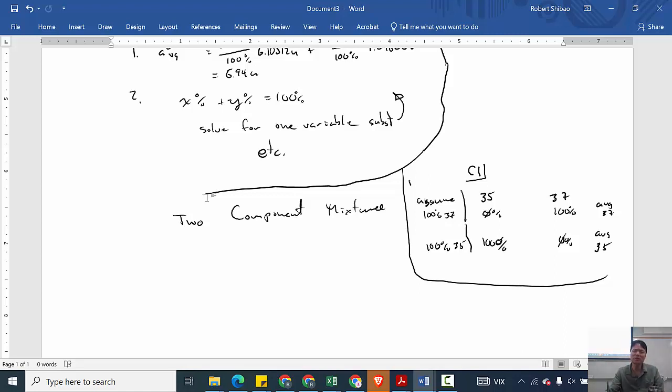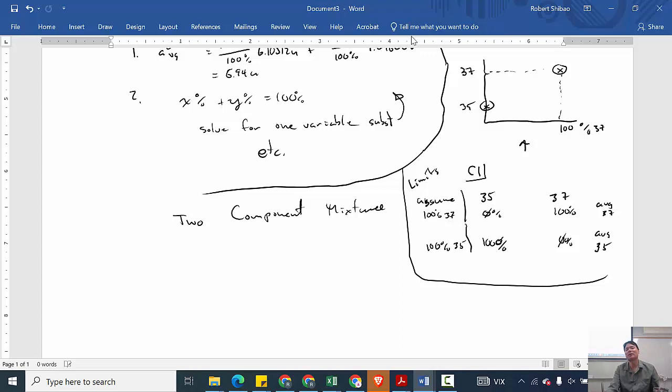So these are the 2 limits at the extreme. And then what I do is I just visualize this graphically. Scientists love to graph things. And so what I'm going to do is graph this in terms of percent 37. If I have 100% 37, what is the average? The average is 37, correct? If I have 100% 35, what is the average? 35.